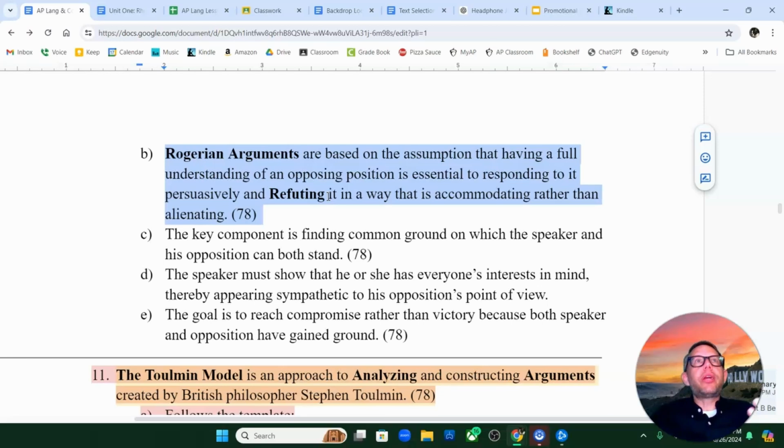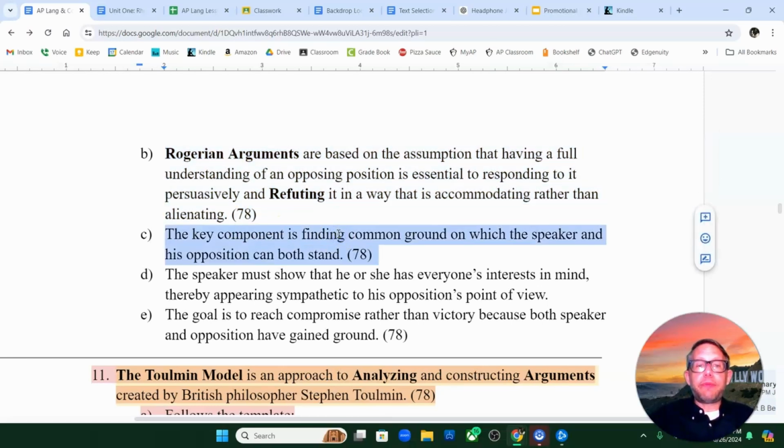Rogers says, no, no, no, let's try to accommodate one another. You don't like this because of this reason. I like this because of this reason. Well, let's see if we can find that middle ground. And as a consequence of that, I need to know everything that my opposition thinks and feels and believes and argues, not so that I can just make them feel bad and make them look like idiots on stage, but so that I can help us both to find a happier, better middle ground. Okay, so again, that's kind of what I just said. The key component is finding common ground on which the speaker and his opposition can both stand. So that's that.